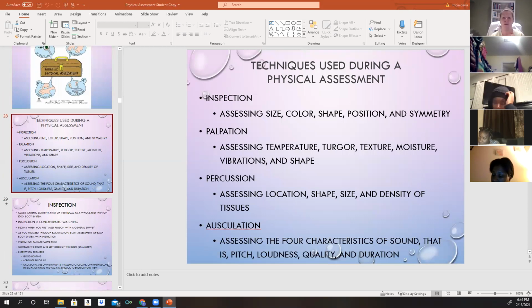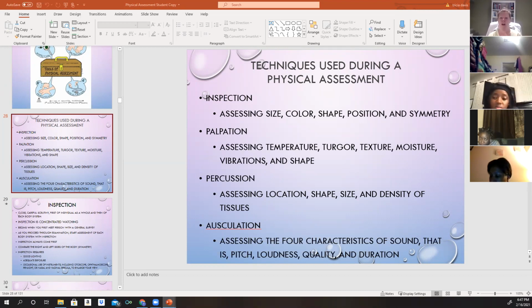So, inspection. When we inspect, we are assessing size. If a patient has edema, we're looking at both of her legs together. We want to see if one side's bigger than the other. We want to look at the color. Is it red? Is it normal? Is it appropriate for ethnicity? What's going on? Is there any swelling? What shape is it? Does it have a huge knot in it? Does it have a hematoma in it? Is it shaped exactly how we would expect it to be and it's normal?